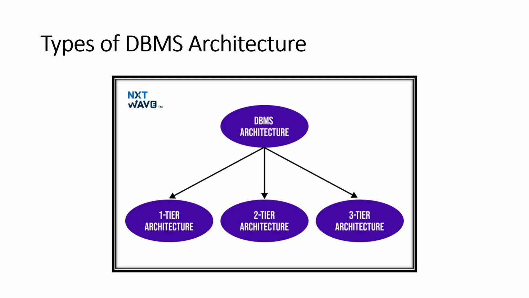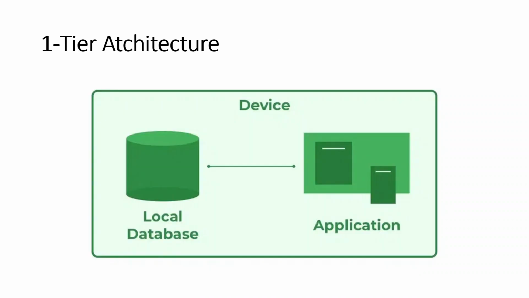Now we see the types of database architecture. There are three types. First one is one tier architecture, second one is two tier architecture and third one is three tier architecture. Now let me see the one tier architecture.